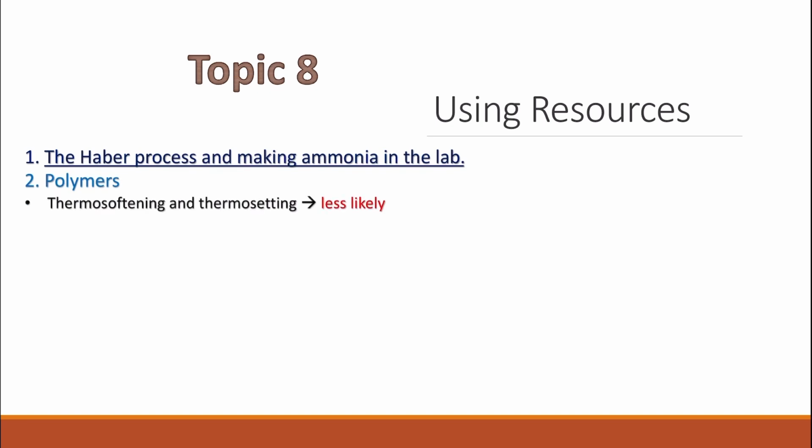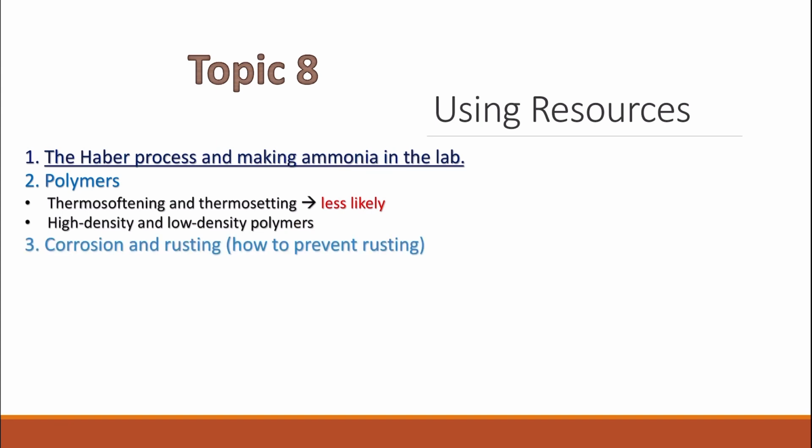Polymers, so thermosoftening and thermosetting polymers was in the exam last year. So for me, it's much less likely to be in the exam again this year. They wouldn't ask the same question about polymers in two successive years. If they ask, they might ask about high density and low density polymers though. Corrosion, rusting and how to prevent rusting was in the exam last year, still less likely, in my opinion. Aluminium as well, it was in the exam last year, it's less likely. I would never exclude anything anyway, but it's less likely.